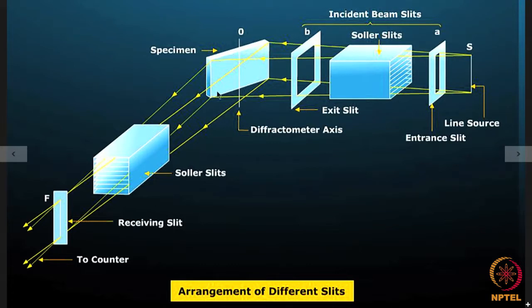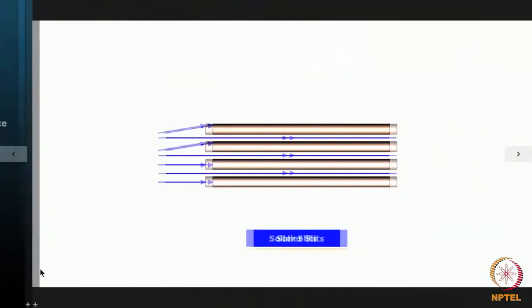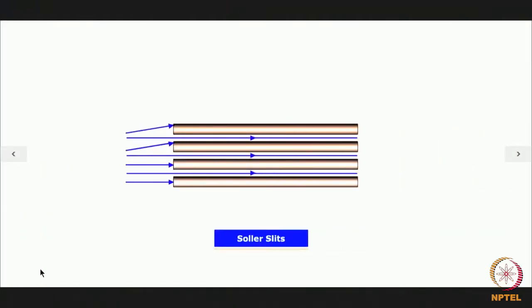This is the specimen. Then the diffracted radiation again passes through a solar slit. This is the receiving slit, and it goes to the counter. Now, what is the function of a solar slit? It is nothing but a large number of flat metallic plates. So, if you have a divergent beam of X radiation, it allows only a parallel beam to pass through. So, this is the function of a solar slit.